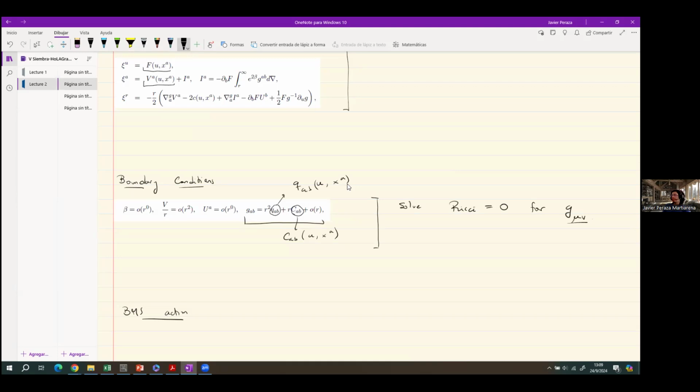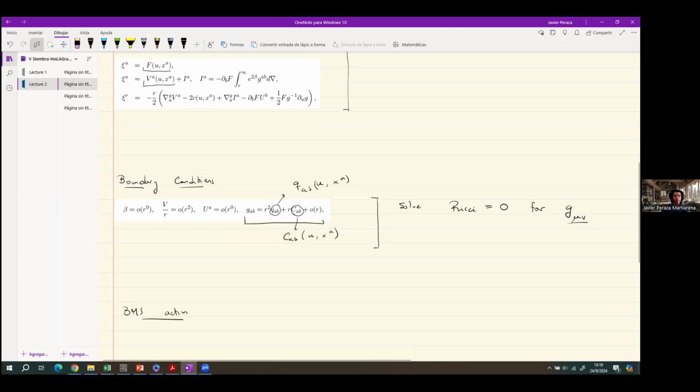Okay, and you can see it in the Barnich and Troessaert paper. They did all the computations, the Christoffel symbols, the Ricci tensor, etc. Or you can do it also with Mathematica or any program nowadays. So once you solve, that will give you a number of conditions for the different components of the functions beta, B, U, A, and G.